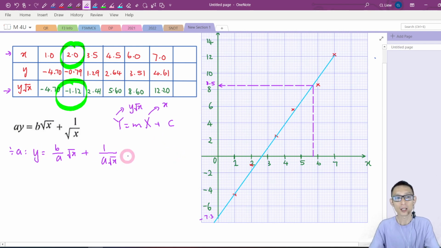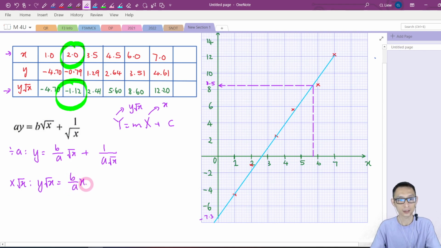So I'm going to multiply the whole equation by square root of x. So here I will get y times square root of x. Here, square root of x times square root of x, you will get x. So here will be b over a times x, and here you will get 1 over a. So we have written it in the linear form. Now this is big Y and this is big X. So we can start to find the value of A and B using our graph.